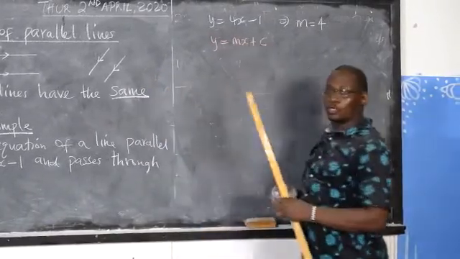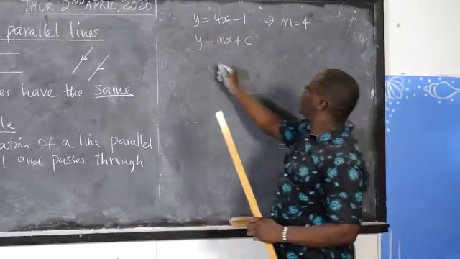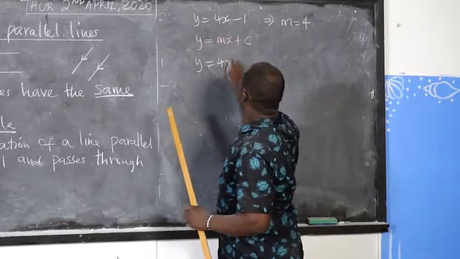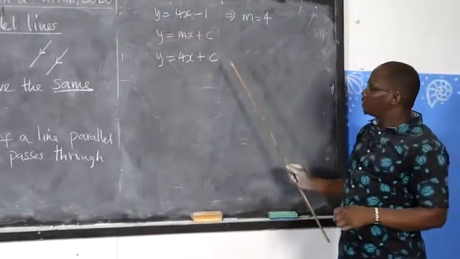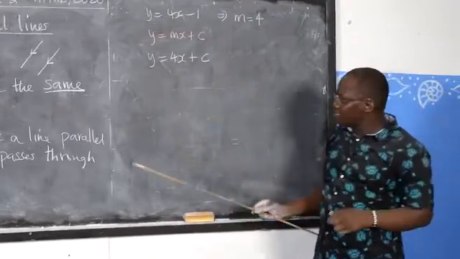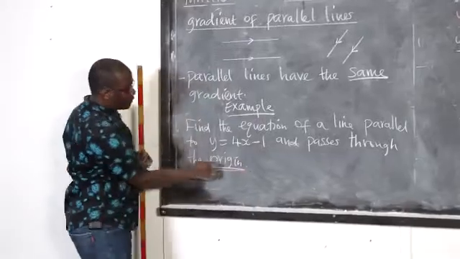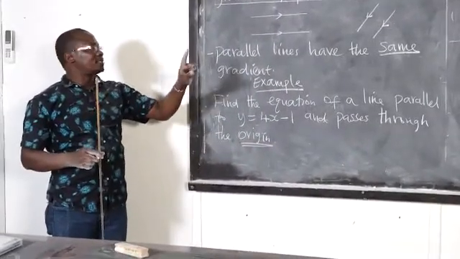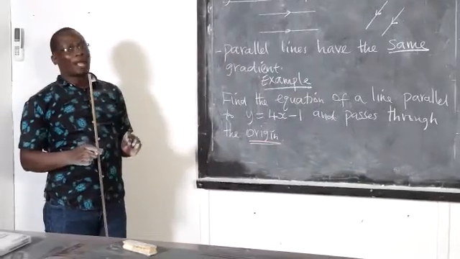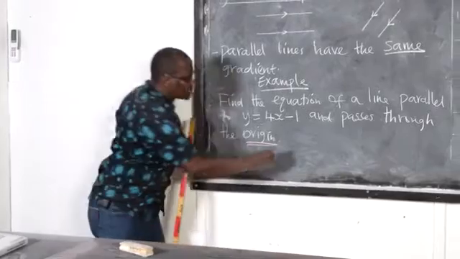For the other equation, we know that it also has an m, which is 4. So you have y equals 4x plus c. Here now we need to find the value of c. You've been told that this line passes through the origin. Remember at the beginning, we mentioned that the origin is where the x-axis and y-axis meet, and we also mentioned the coordinate of the origin, which is always (0, 0).